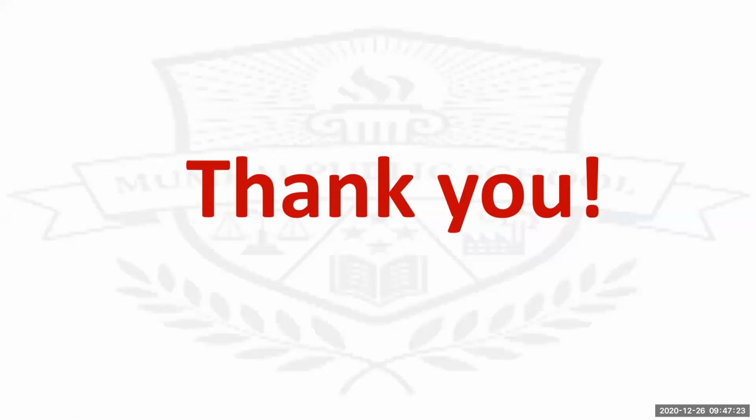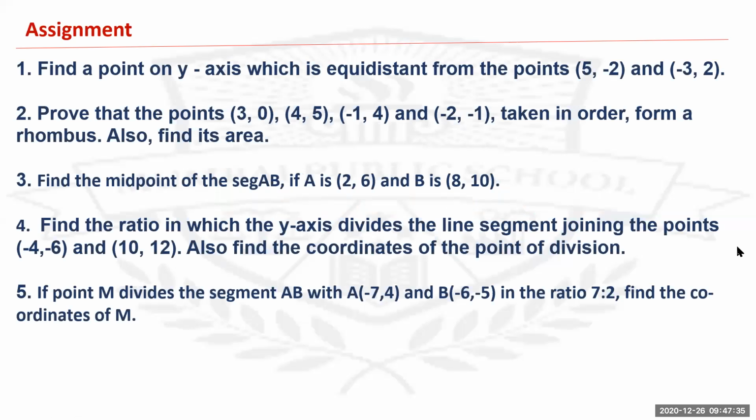What is the formula of area of the rhombus? Half into the product of the diagonals. Understand? This is the formula of area of rhombus. So after getting the sides, you can find the length of the diagonals. And once you get the length of the diagonals, you can find its area. Is this clear, beta?